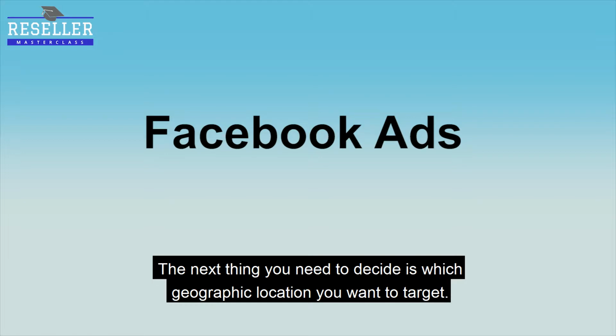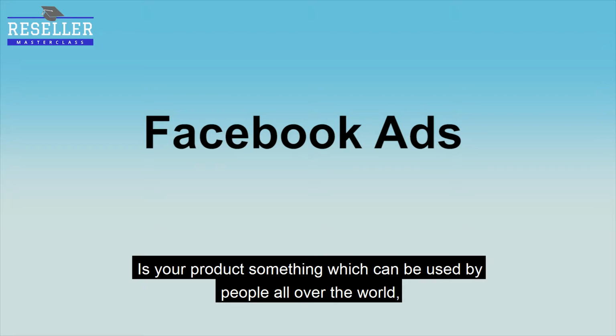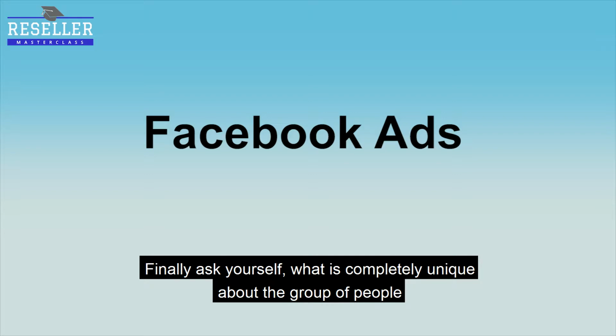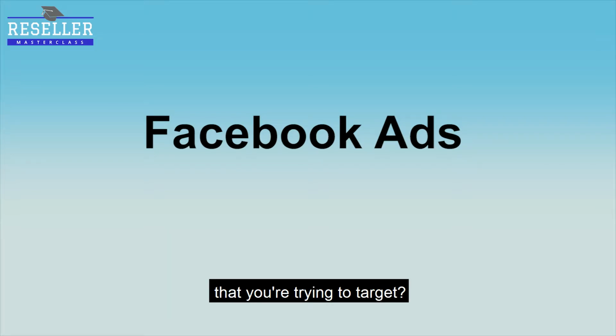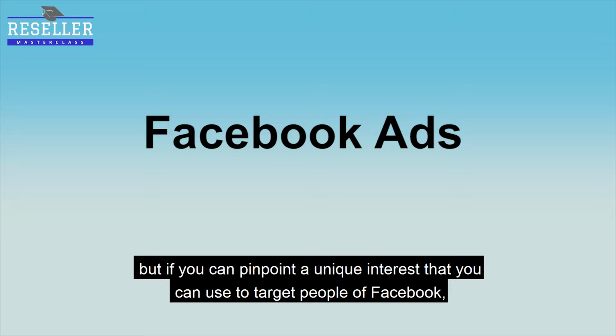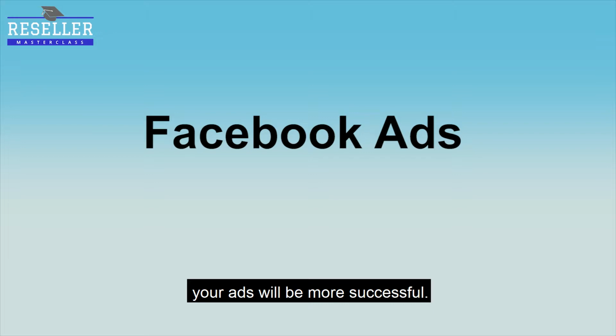The next thing that you need to decide is which geographic location you want to target. Is your product something which can be used by people all over the world, or will it only be useful to people in a certain country or even city? Finally, ask yourself what is completely unique about the group of people that you're trying to target. This may take a little more creativity and might take longer to answer, but if you can pinpoint a unique interest that you can use to target people on Facebook, your ads will be more successful.